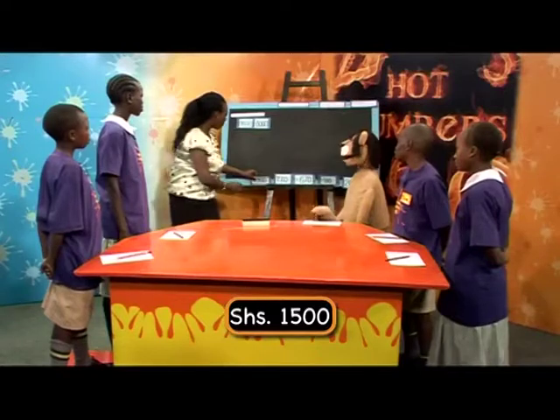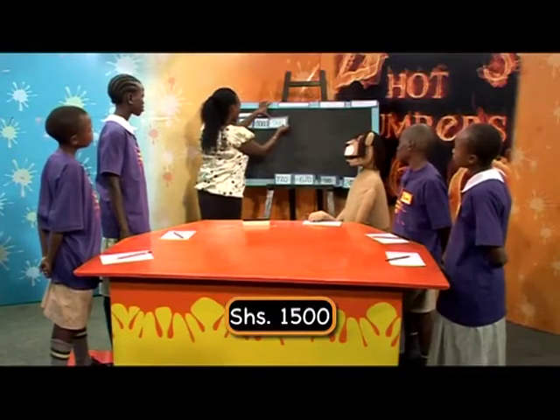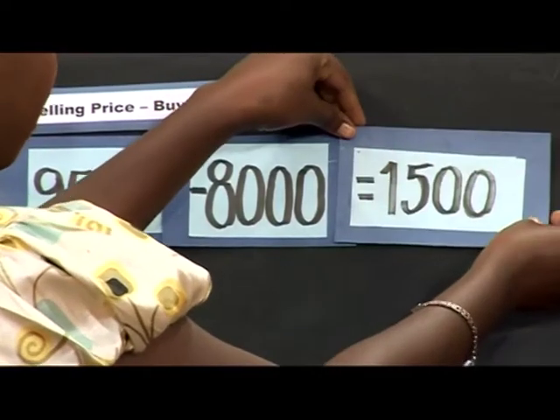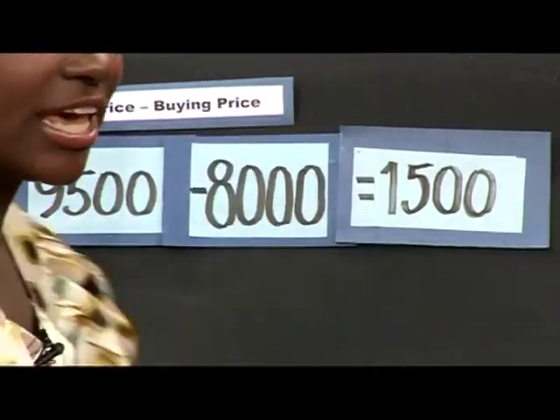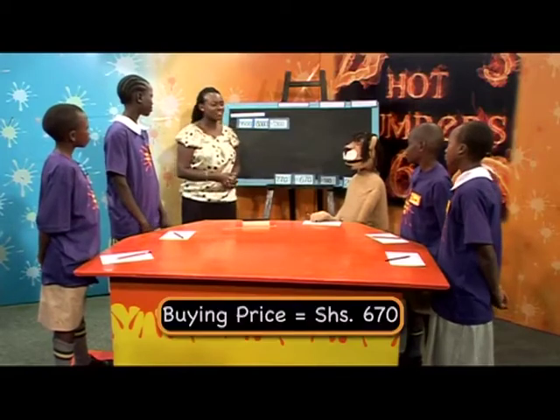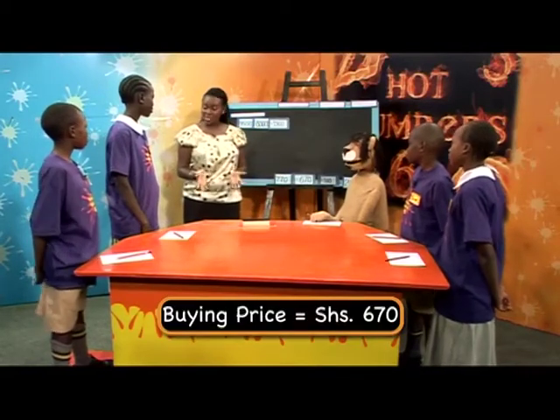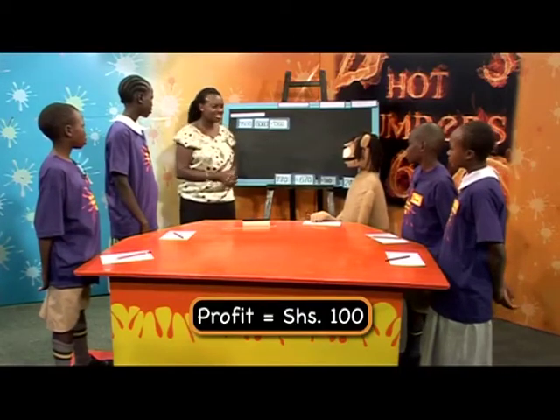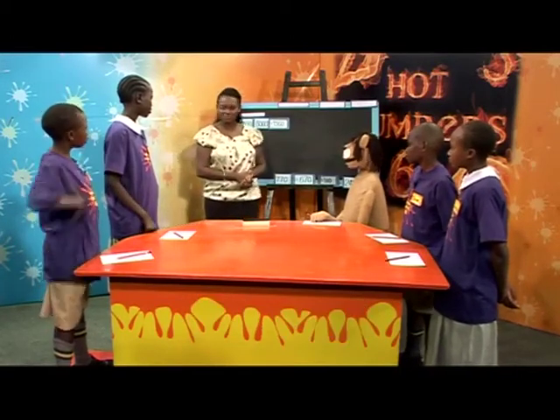1,500. Excellent. 1,500 is my profit. Now let's try another example. If Eric buys shoes at 670 shillings and makes a profit of 100 shillings, how much did he sell the shoes for?